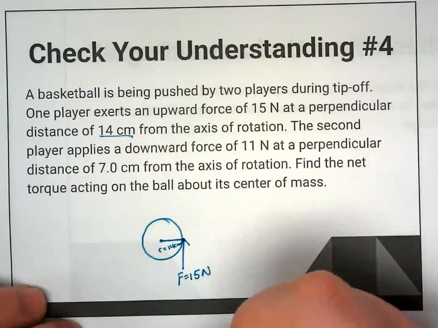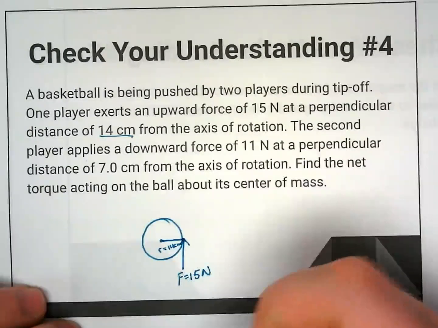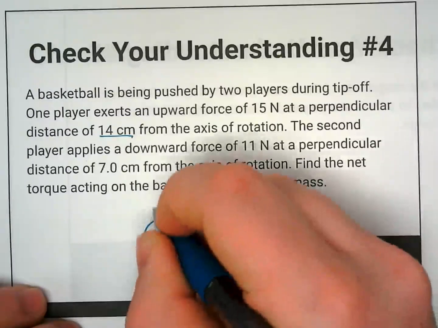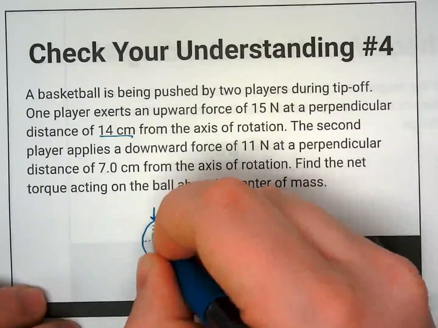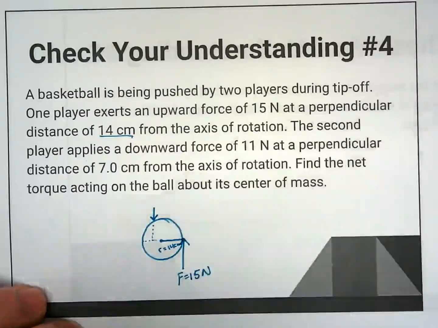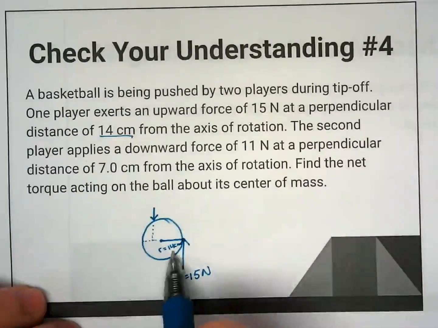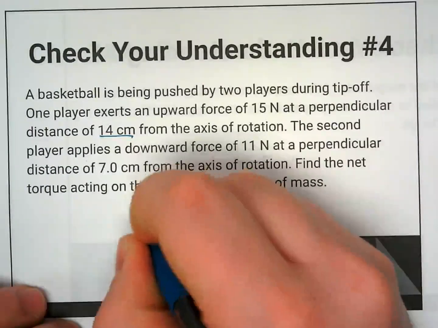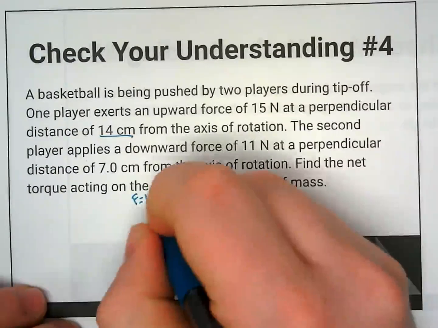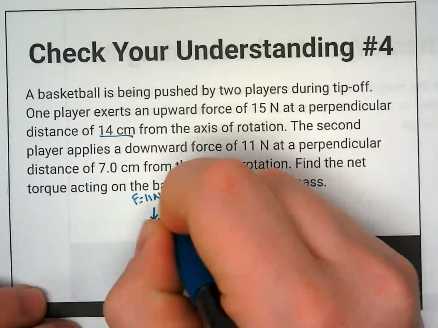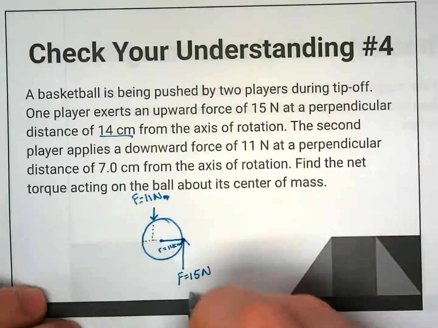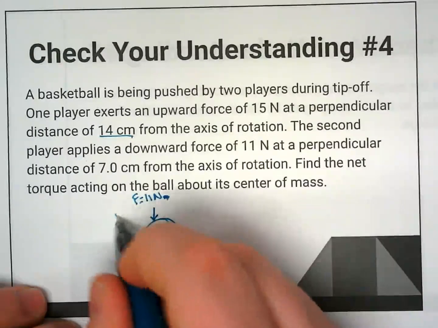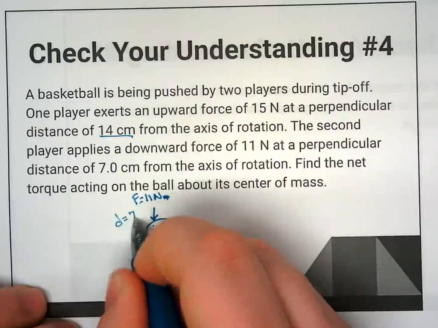Then the second player applies a downward force of 11 newtons. It's going to be somewhere like 7 centimeters, so it's in the middle of the radius. And here it's going to be a force of 11 newtons. So for this force, the distance is 14 centimeters. Here the lever arm is going to be 7 centimeters.